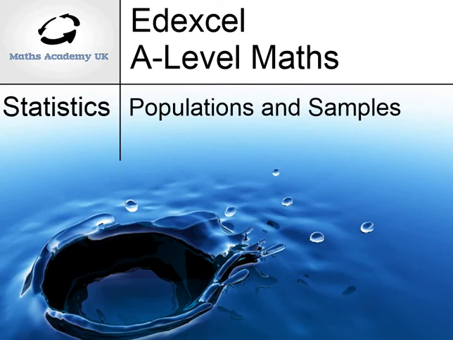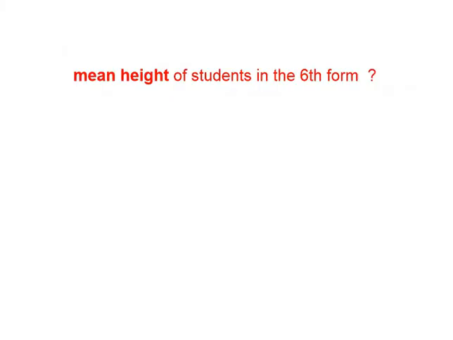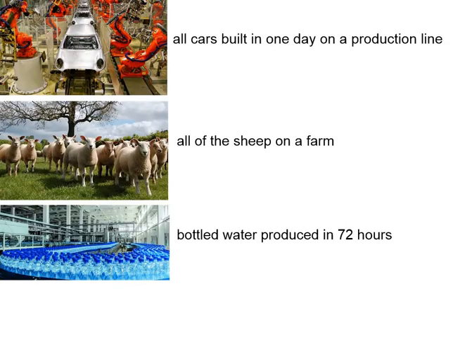Populations and samples. How would you work out the mean height of students in the sixth form? My target population here is the 2,800 students in the sixth form. But remember that populations are not restricted to people. Here are some examples.